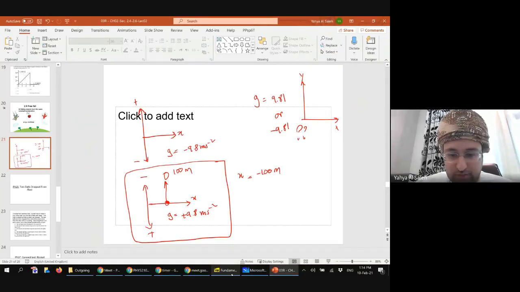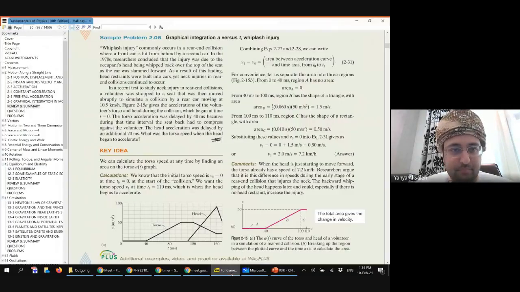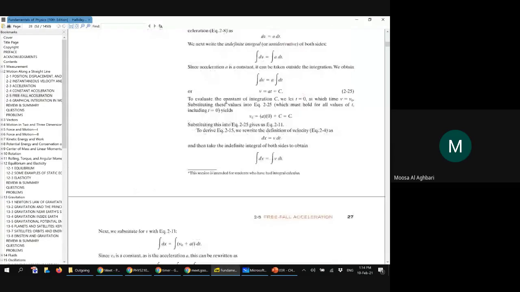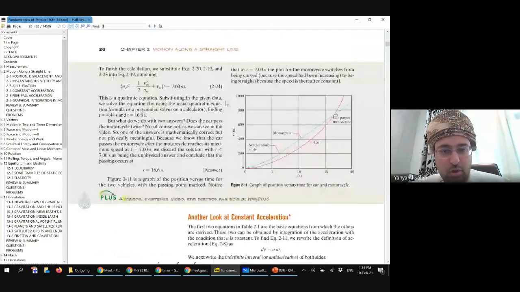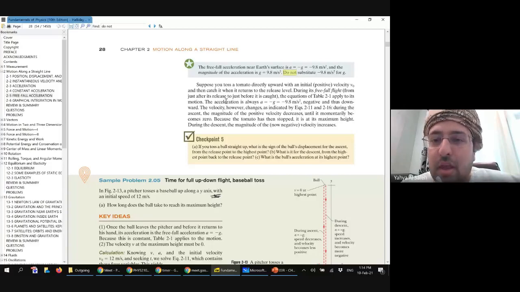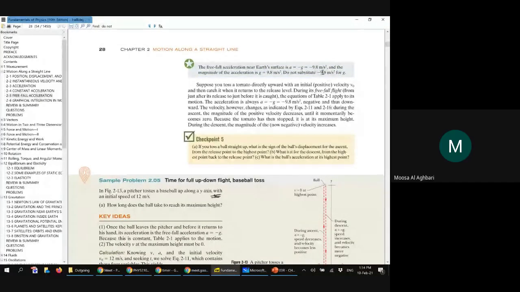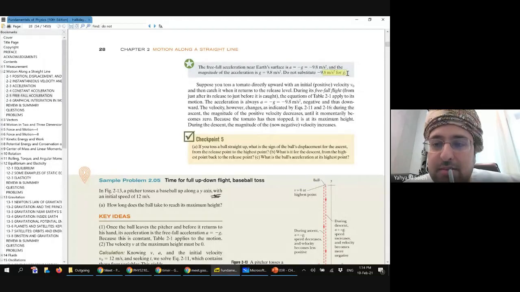Where is this written in the book? In the blue box. Let's see. The free fall acceleration near Earth's surface is a equals minus g, minus 9.8, and the magnitude of the acceleration, do not substitute minus 9.8 for g.